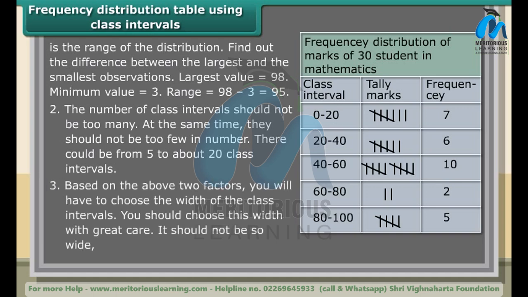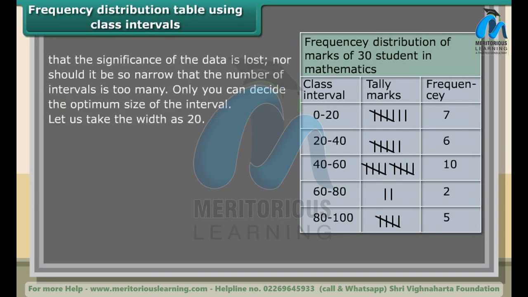3. Based on the above two factors, you will have to choose the width of the class intervals. You should choose this width with great care. It should not be so wide that the significance of the data is lost, nor so narrow that the number of intervals is too many. Only you can decide the optimum size of the interval. Let us take the width as 20.